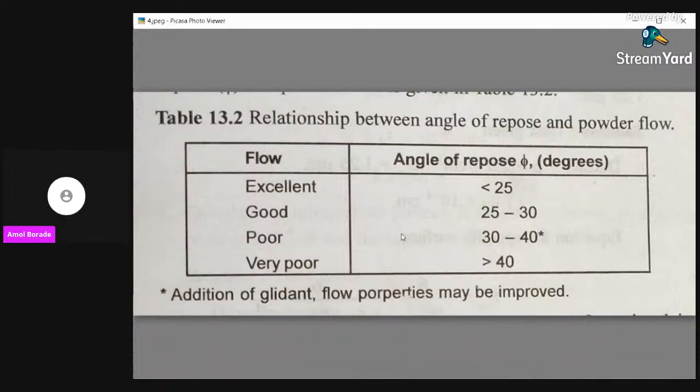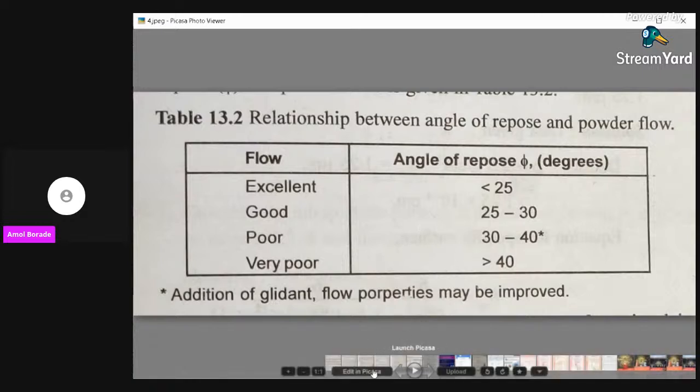Okay, so as I mentioned over here, you have to mention the angles for different samples as a result of this experiment. Okay, so I hope you got a clear understanding of today's practical.